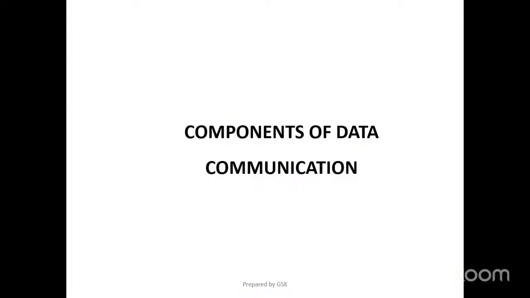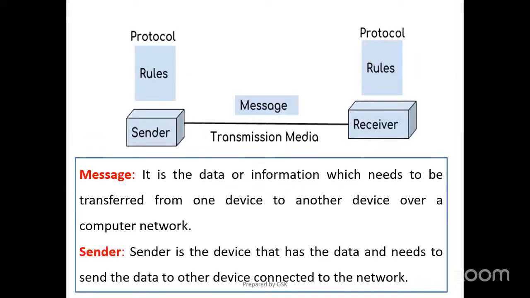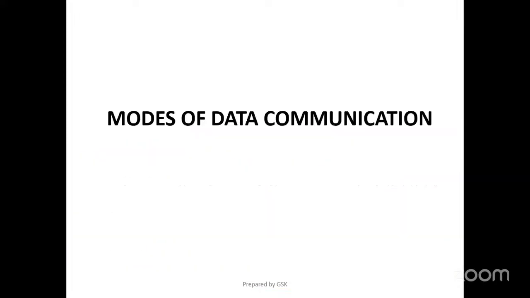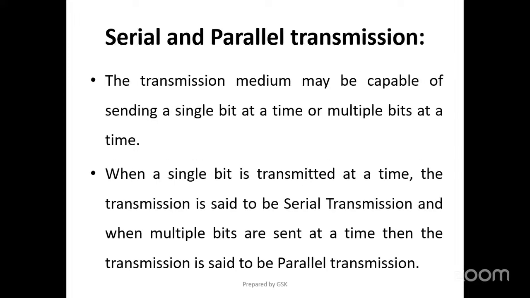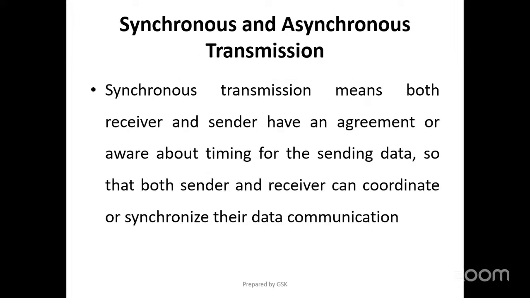Coming to the components of the data communication: rules, also called protocols, sender, receiver, and transmission media. The mode of the communication is serial and parallel. If we send one data item at a time, that is serial; if we send multiple data items at a time, that is parallel. Synchronous and asynchronous: sender and receiver must be activated at a time, that is synchronous. Sender and receiver may not be activated at a time, that is called asynchronous.